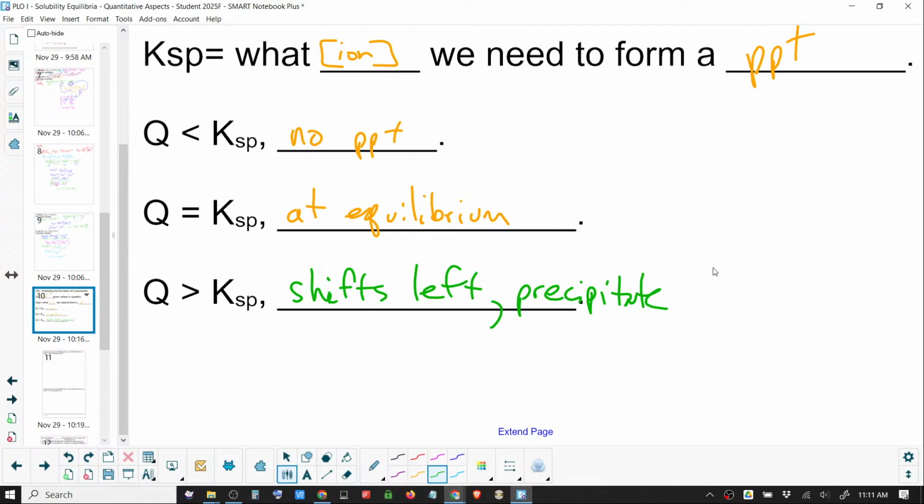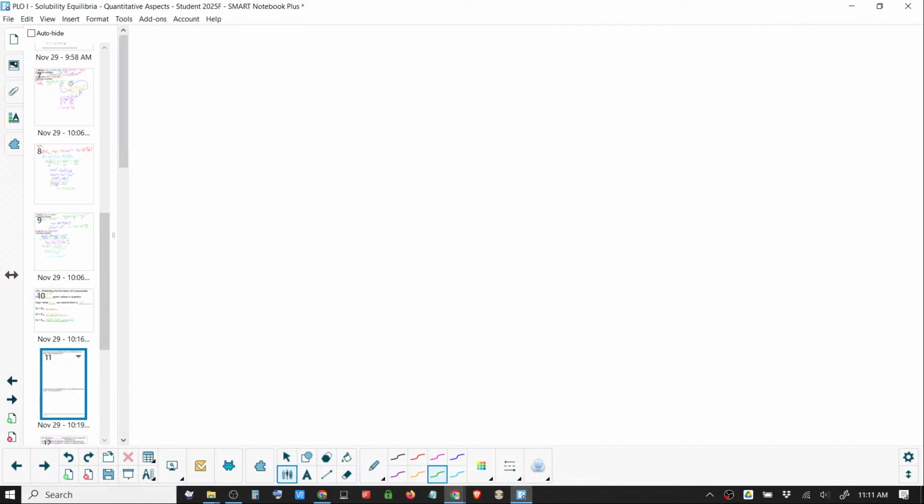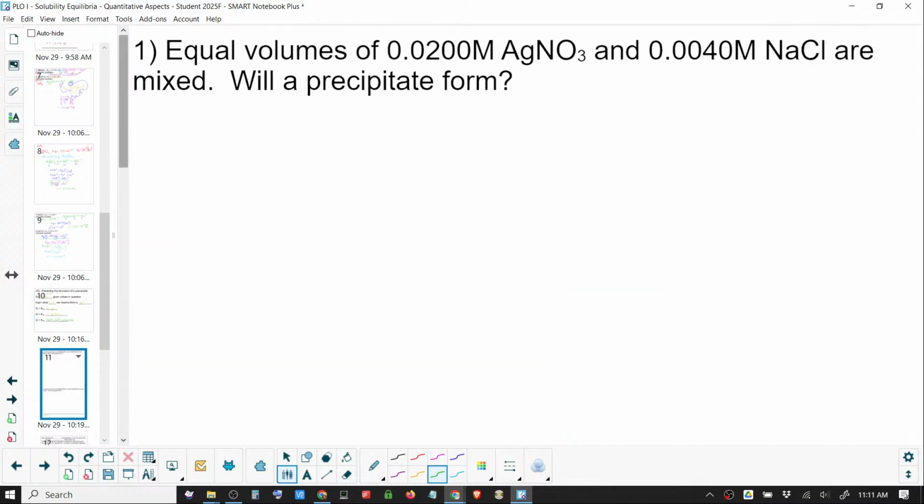Okay. So let's do a couple of those. Equal volumes of silver nitrate and sodium chloride are mixed. Will a precipitate form? Prove it with a KSP calculation.